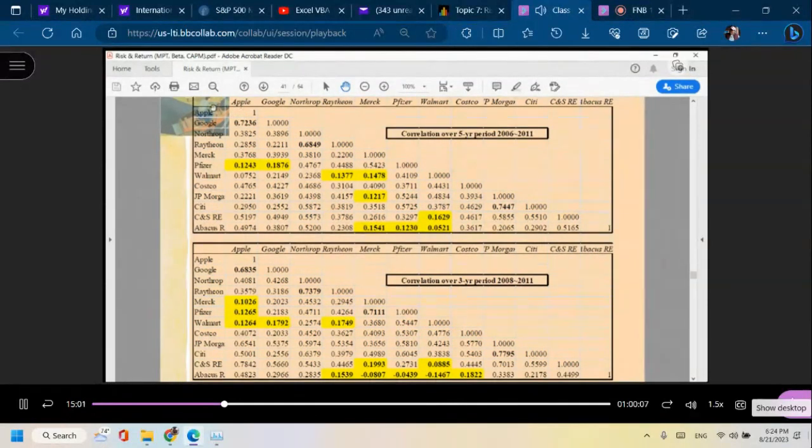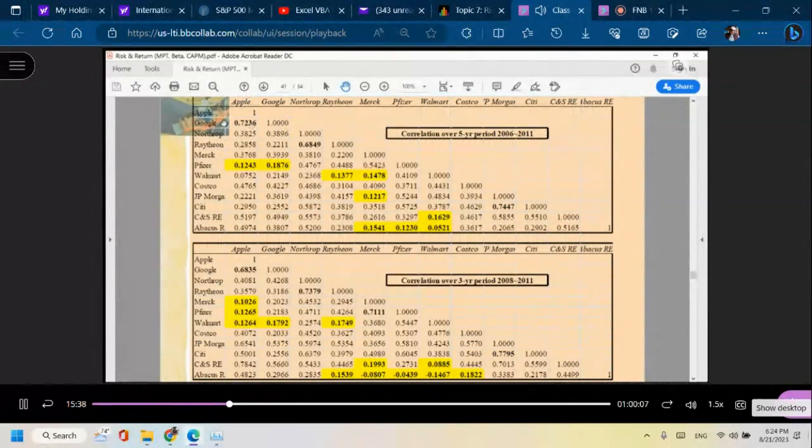This cell, Apple and Apple, is the correlation of Apple with itself. Now think about it, self-correlation. You and yourself, the correlation is one, right? Exactly. In other words, what is expected in this diagonal? Follow the diagonal, and you would notice that everything along the diagonal is one, because it's a correlation with itself, right?